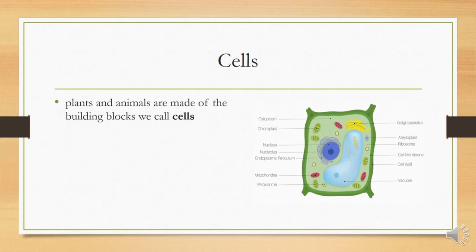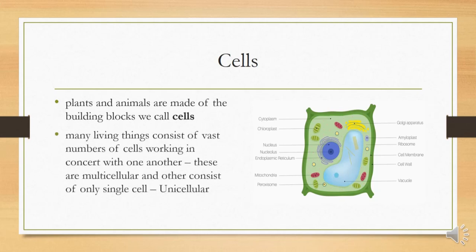Cell may have different shapes. This is the shape of the plant cells, and each cell has a specific task and features. This cell consists of parts like nucleus, cytoplasm, and Golgi bodies, ribosome, etc. These cells will be discussed later on in chapter number 3. So many living things consist of vast number of cells working in concert with one another. These kind of organisms are known as multicellular organisms, and some have only single cell known as unicellular organisms.